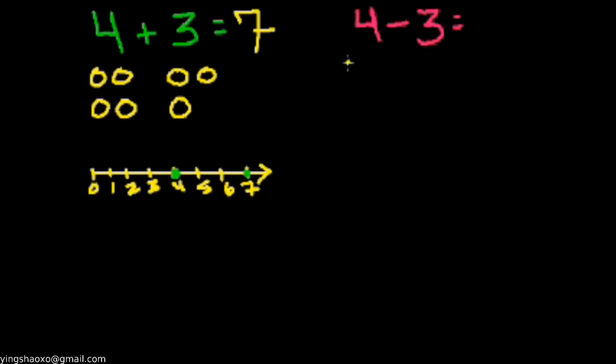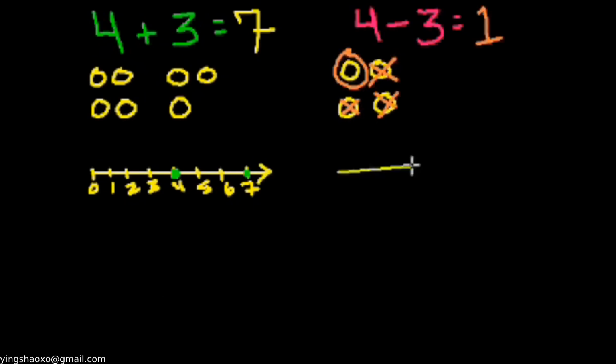In this example, I start with 4 lemons on a plate. Instead of adding 3, I'm going to take 3 away. Let's say this one goes away, this one goes away. How many lemons would we have? 1. Another way to do that is to draw the same lemon-colored line on the number line.